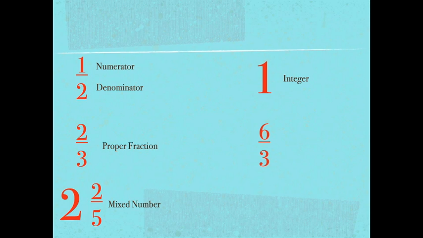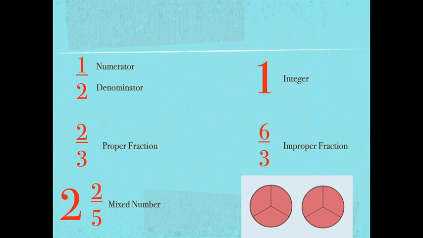And then we have this weird thing. See how the bigger number is on top this time? That's improper. It's improper because if I cut something into 3 pieces, and then I have 6 of those pieces, that doesn't make sense. So what most people do is they say, oh, this is 2.